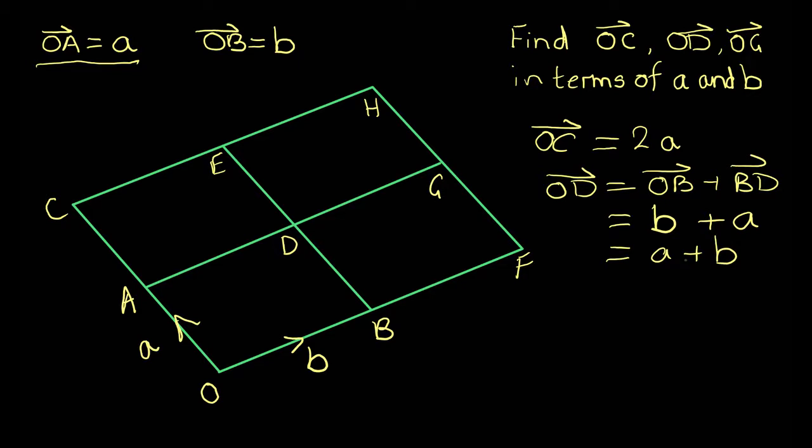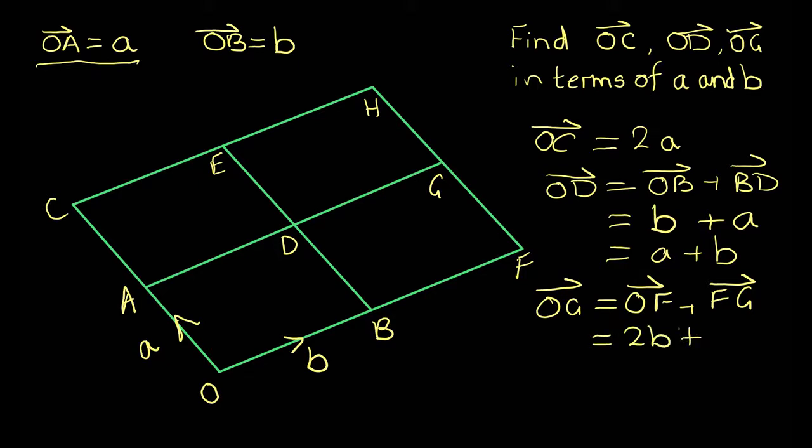So the last one that they want us to do is OG. Again, I've just got to find a path that's going to get me from O to G. So I'm going to choose this time to go from O to F, then from F to G. So O to F, B is halfway between O and F, and therefore O to F is just twice as big as OB, so that's an easy one, that's just 2B.